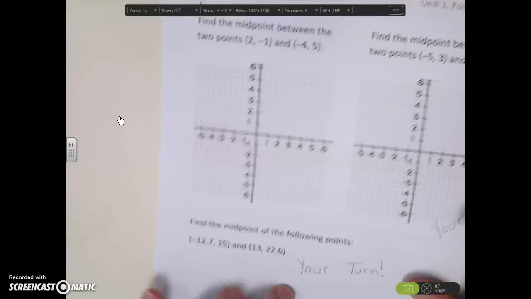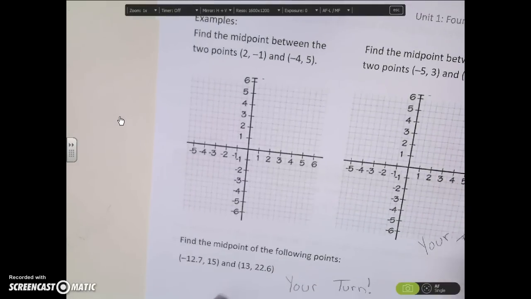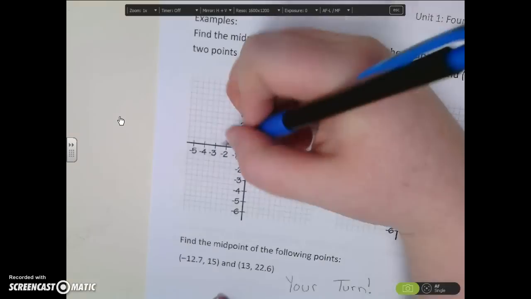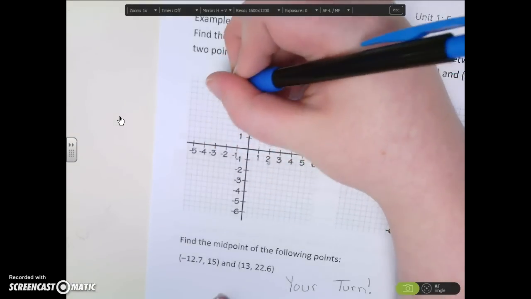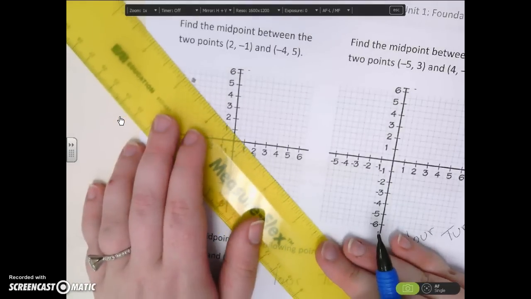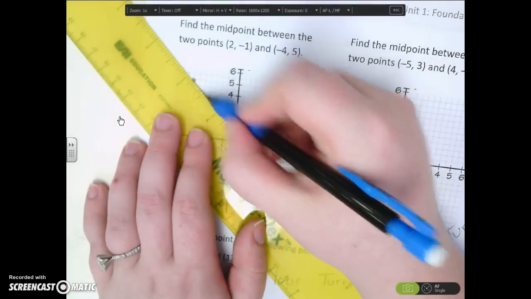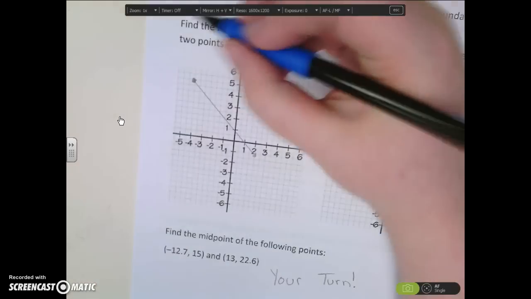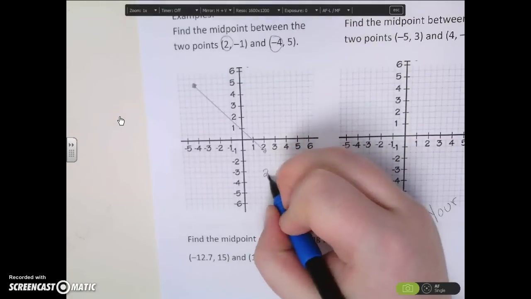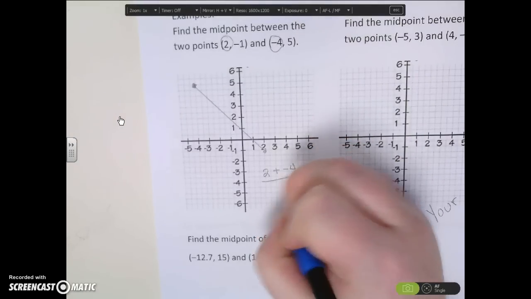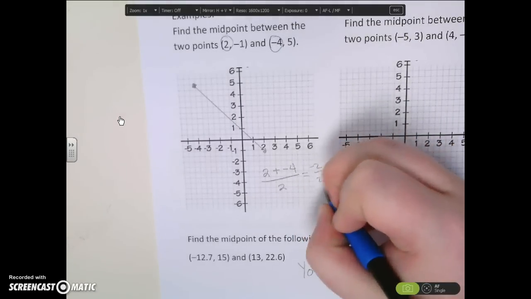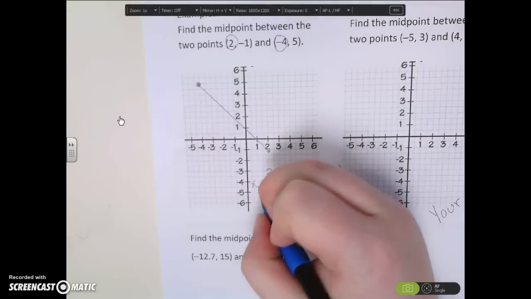Now let's do an example together using that formula. Okay, I have the point 2, -1, and the point -4, 5. And I want to know what the midpoint is between my 2 points. So what I'm going to do, I'm going to look at the x values first. I have an x value of 2 and an x value of negative 4. So I would do 2 plus negative 4 over 2, which is going to get me negative 2 over 2, which is negative 1. So that's xm.